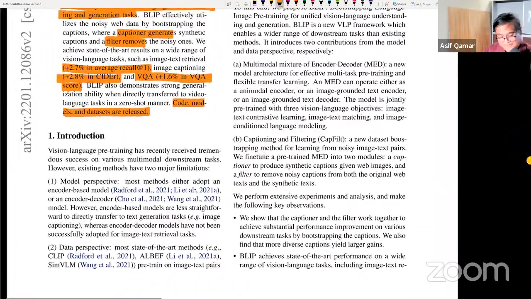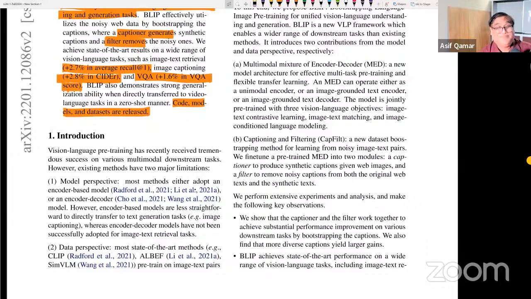Right? Okay, so we go to this paper. Vision language pre-training has recently received tremendous success on various multimodal downstream tasks. However, existing models or methods have two major limitations. Let's look at the limitations. Model perspective. So they will look at it from two different perspectives, the model perspective and the data perspective. From the model perspective, most methods either adopt an encoder-based model or an encoder-decoder model. Encoder-based model, did we encounter one a little while ago? What was that called?